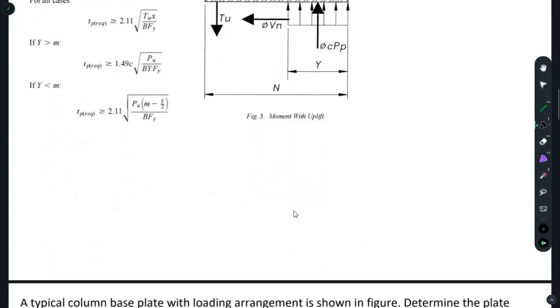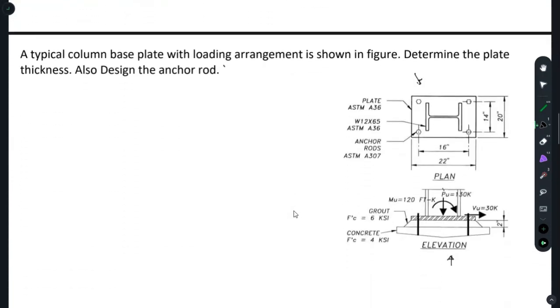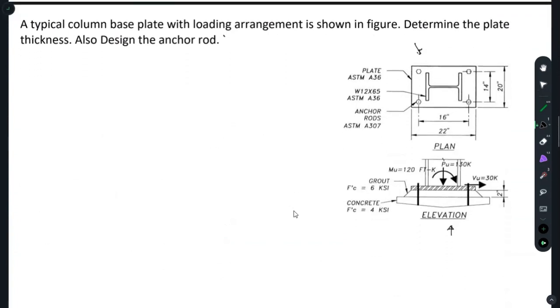So this is the first part, that is to be introduced to the dimensions. The second part is you need to find out the eccentricity. So eccentricity is your moment, which is 120 feet-kips. You just multiply it by 12 and divide it by the force. In this case, the force is 130. And you'll get a value of 11.08 inches.